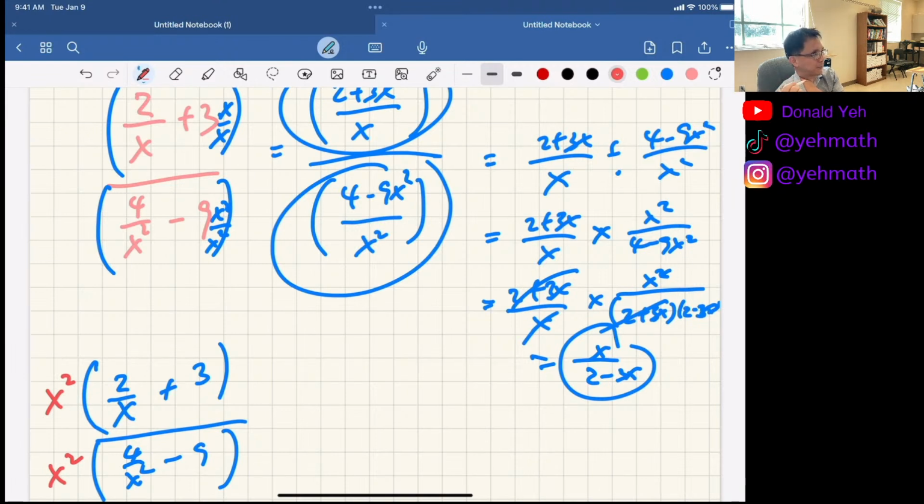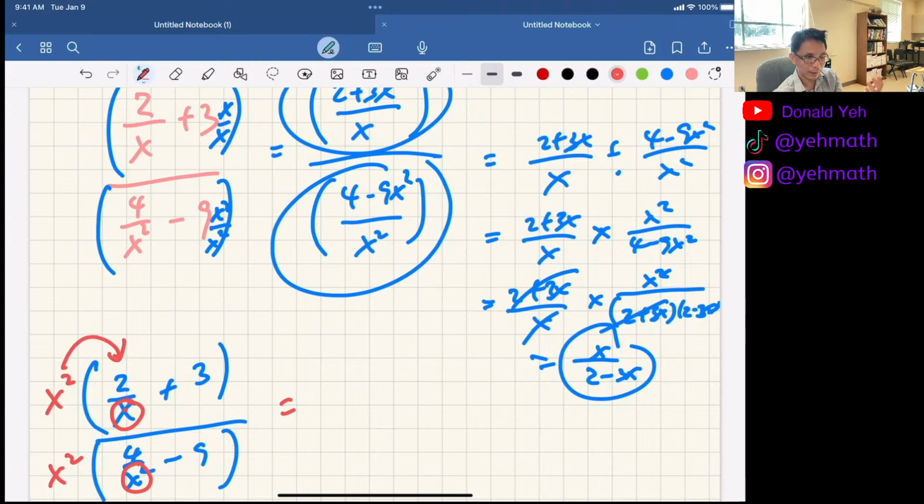Usually, students are not able to figure out it's x squared. Basically, I look at the x and the x squared. I look at the higher power, so I multiply top and bottom by x squared. If you multiply top and bottom by x squared, you're just multiplying by 1. You're not changing the fraction. You just change the way it looks.